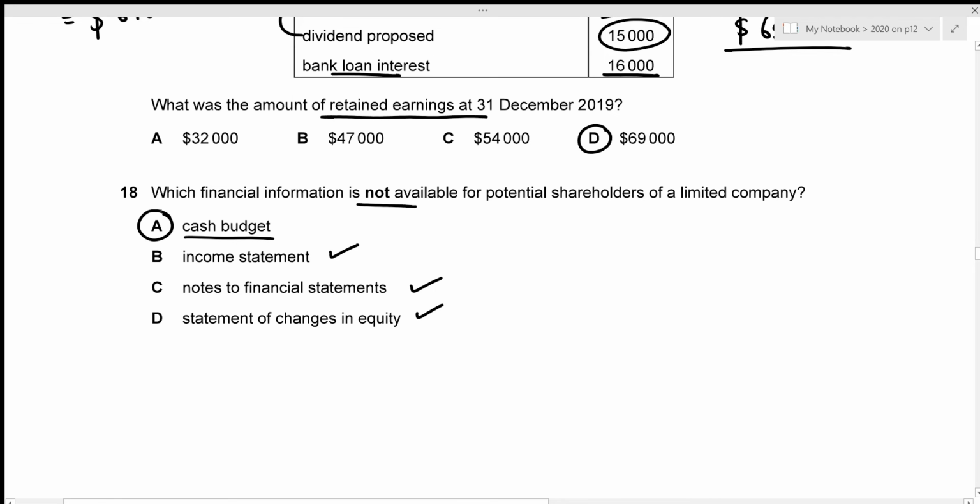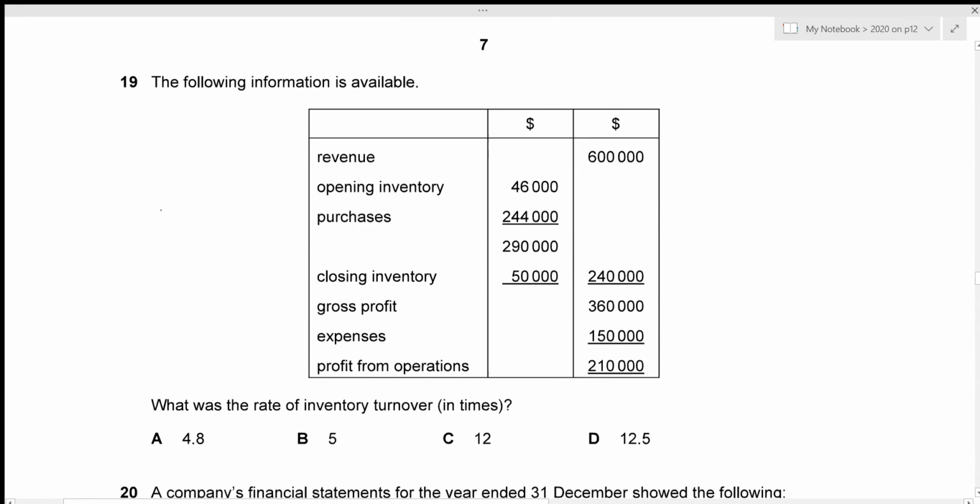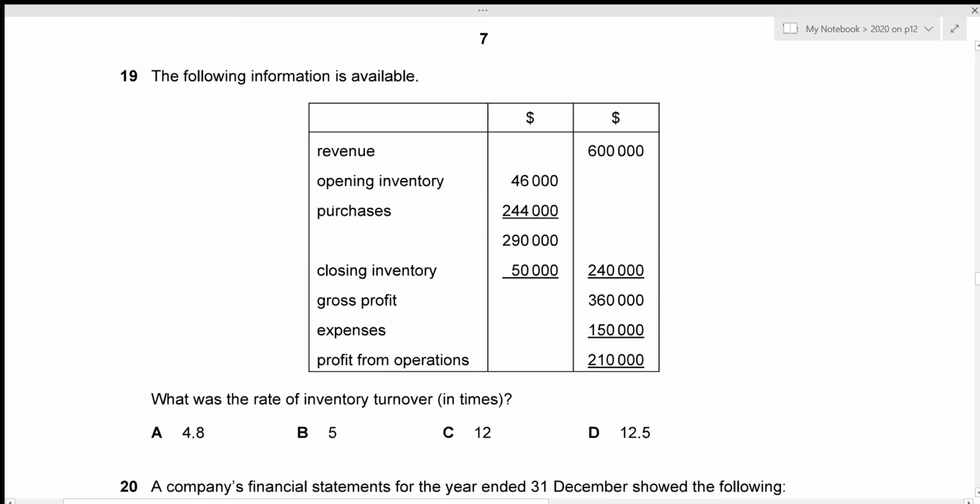Now we can move towards question number 19. The following information is available. All right, we just need to figure out the rate of inventory turnover. So remember that rate of inventory turnover is just the cost of goods sold by average inventory. And we are given an extract from our income statement. So we have our cost of goods sold right here, because cost of goods sold is basically the sum of opening inventory and purchases, minus closing inventory, right? So that's 240,000. Let's write it down.